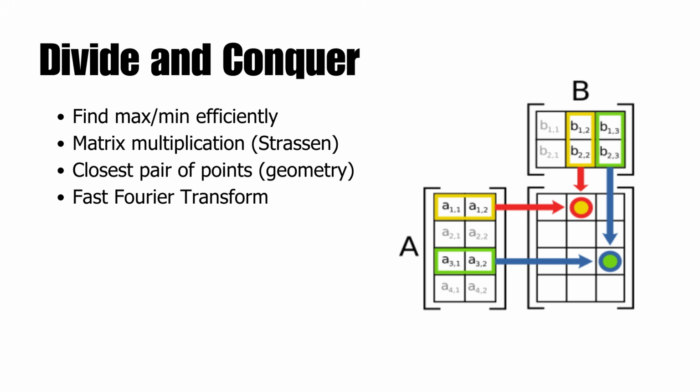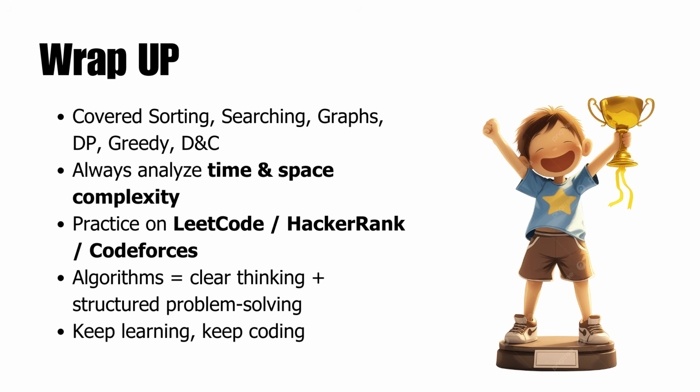Other notable divide and conquer applications include finding maximum and minimum elements efficiently, matrix multiplication, like Strassen's algorithm, finding the closest pair of points in computational geometry, and fast Fourier transform for signal processing. Divide and conquer works best when recursion simplifies the problem and the combination step can be performed efficiently.